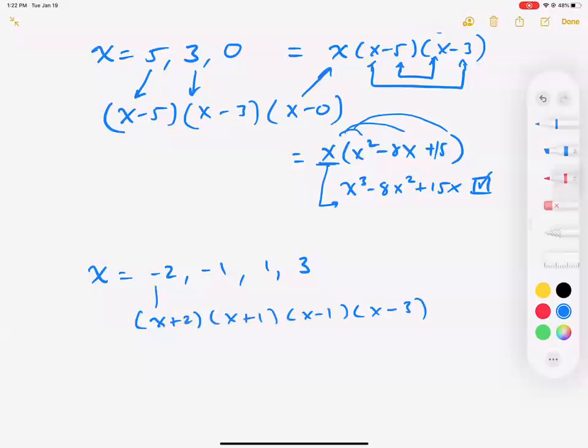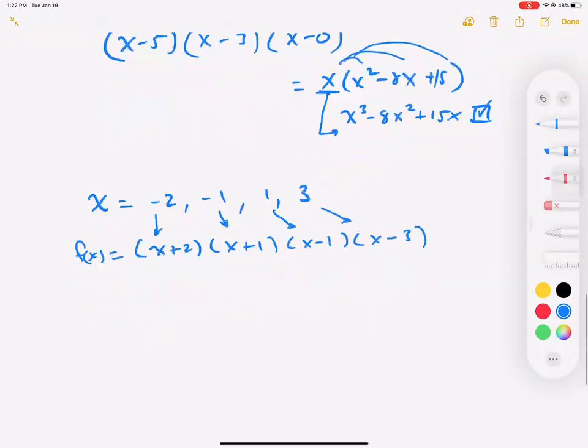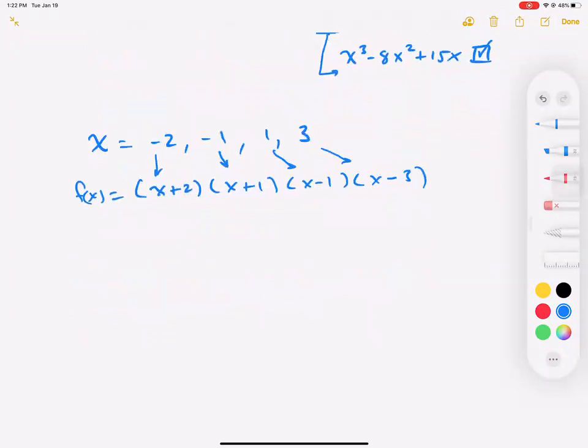Double check that. That would be 0. This would be 0. This would be 0. This would be 0. -2 plus 2, -1 plus 1, 1 minus 1, and 3 minus 3, okay? And this is our function. Now let's go ahead and multiply these quickly, yet sanely, okay, carefully. Here we go. The first two are pretty easy. That's x squared plus 2 in the back, and the middle term will be 2 plus 1 is 3x.